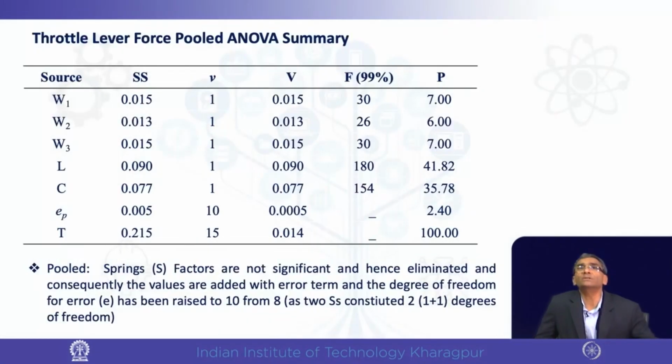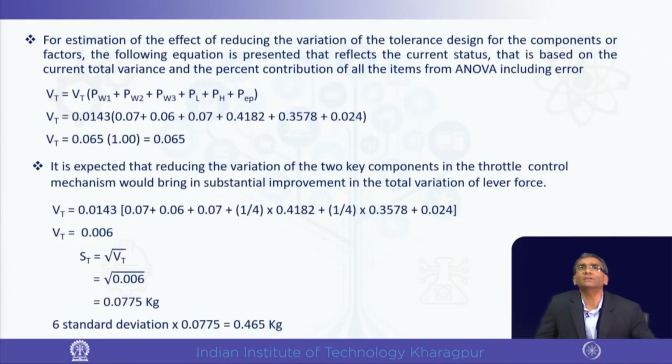Just a minute, for which one was it? For the lever it is 0.4182. So, 1/4 of 0.4182. Similarly, for the casing it is 1/4 into 0.3578. And for the error, it is expressed as 0.024 because we are removing that percentage thing here. From this we find that the value of V t is equal to 0.006. Taking the square root of that gives us a standard deviation of 0.0775 kg.